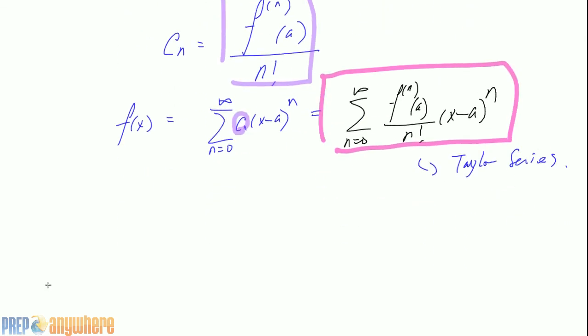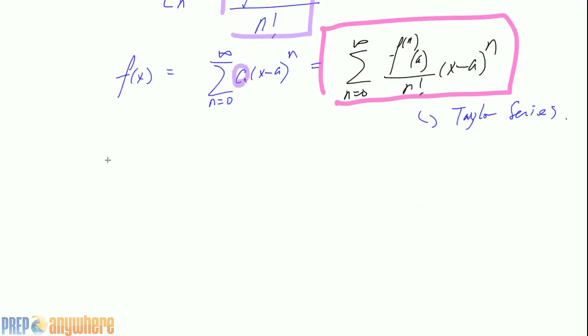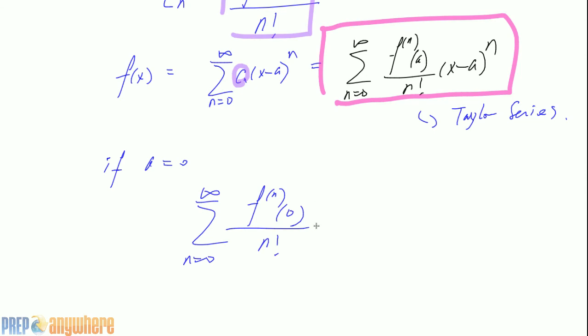Okay, and if you set a to be 0, if a is equal to 0, this formula simplifies. This infinite sum simplifies to f^(n)(0) over n factorial, and this becomes just x to the power of n. And this one right here is called the Maclaurin series.